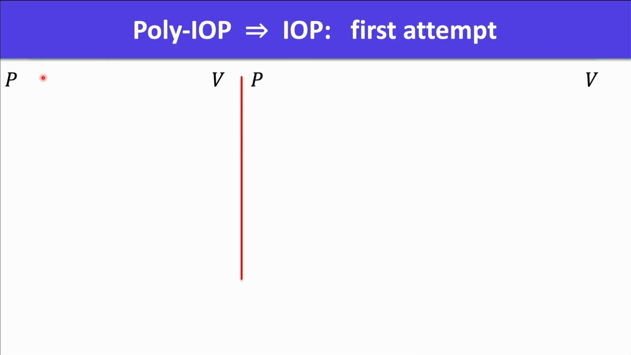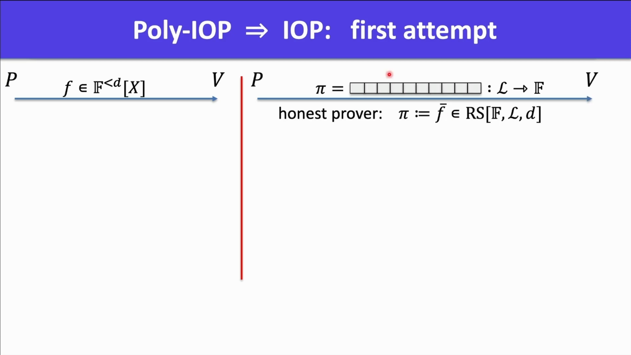So let's see how we do it. In the world of Poly-IOPs, the Poly-IOP prover is going to send some bounded degree polynomial to the verifier. In the IOP world, the prover will send some word to the verifier, where the honest prover will actually send the Reed-Solomon encoding of the polynomial f. But again, remember, the malicious prover can send whatever string it wants. It's only the honest prover that sends a Reed-Solomon code word.